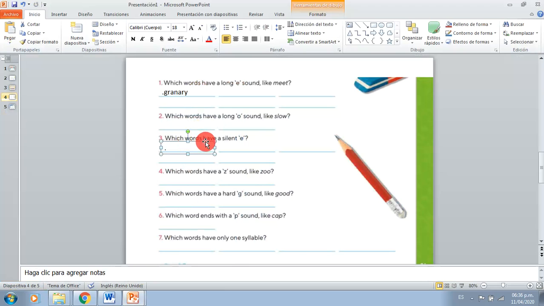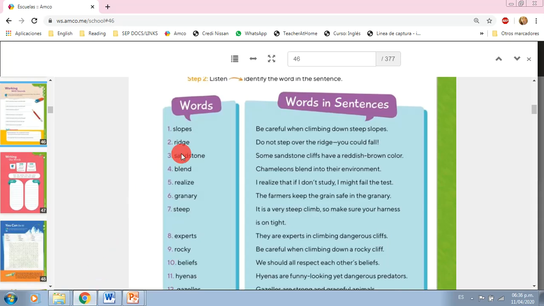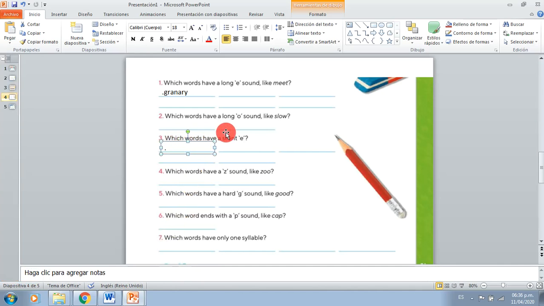Which words have a silent E? What does a silent E mean? That you don't pronounce it. Let's see our list. Slopes. For example, here, the first one, slopes. You don't pronounce the E. You pronounce S-L-O-P-S, slopes.